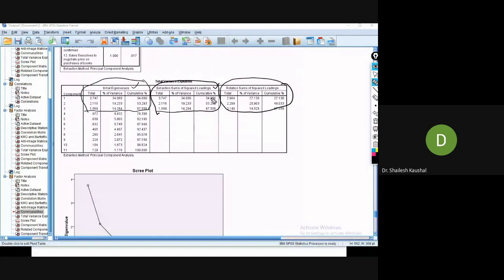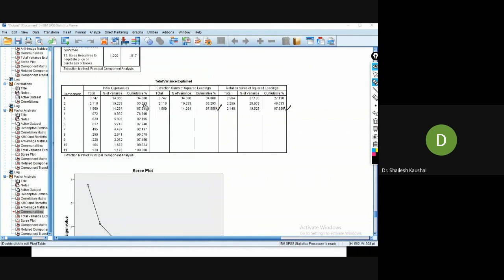So there are two matrices, one is rotation and another is without rotation. But the overall value should be the same. So here the 67.58 and 67.58, it's the cumulative variance, so its value is the same.